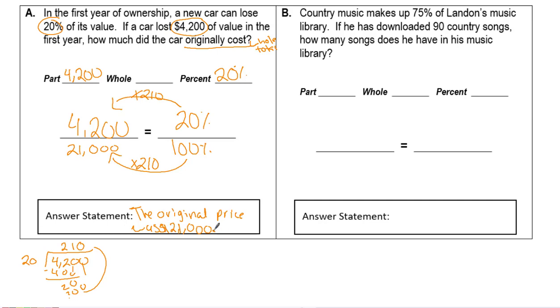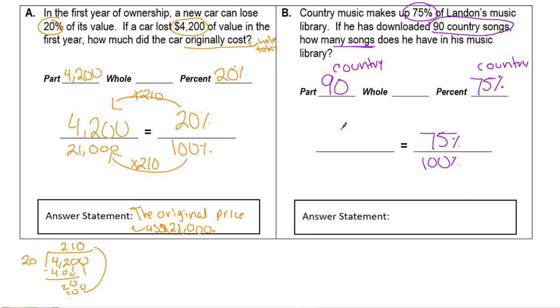Okay, letter B. Country music makes up 75% of Landon's music library. If he has downloaded 90 country songs, how many songs does he have in his music library? Okay, so we have our percent, which is 75%. This 75% represents the 90 country songs that he has downloaded. So this means that this represents the country songs, and so does this. And I want to know the total number of songs that he has in all. So I'm looking for the whole.